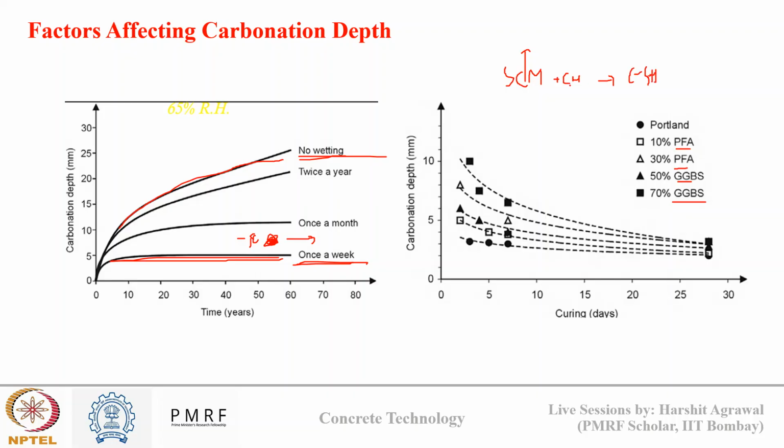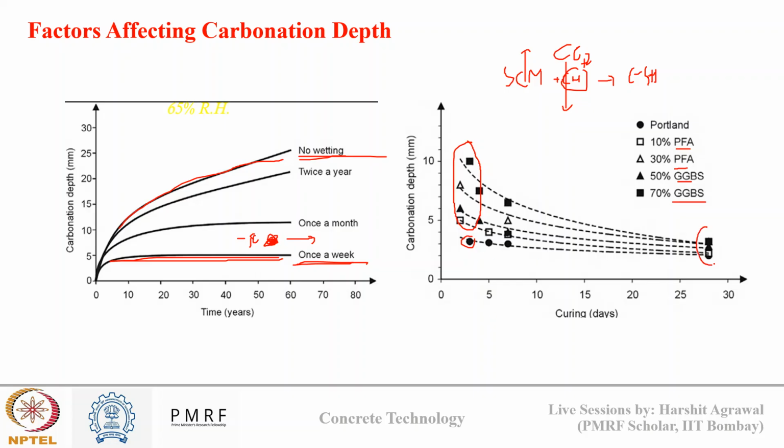Now, as CH is consumed, CO2 won't have enough CH to react. So if there is no CH available to react, CO2 will be able to freely move through the concrete and it can reach a greater depth. That's why you can see here in the figure, compared to Portland cement, the carbonation depth in SCM added cement is generally more at initial ages of curing.